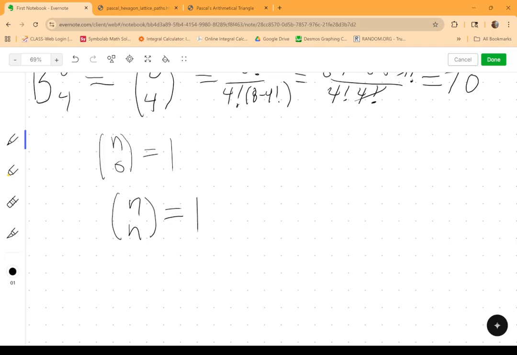So just keep that in mind in terms of the choose number. The ends are 1, so what does that mean? There's one way to choose 0 objects and one way to choose all of them.